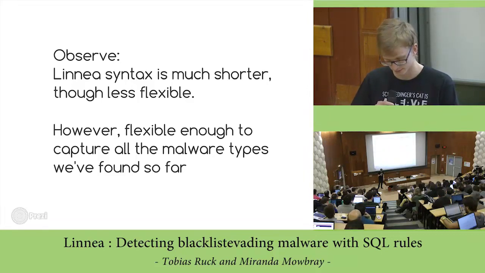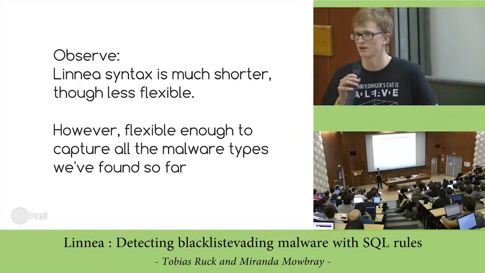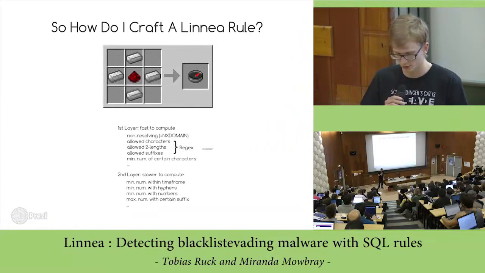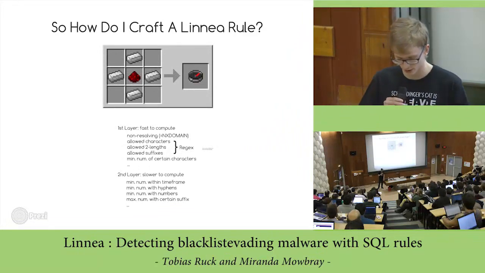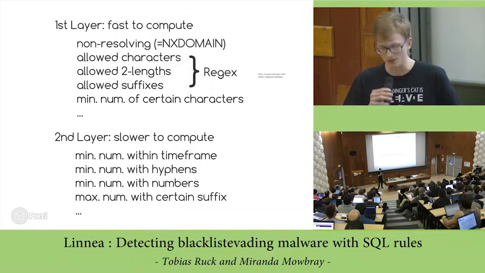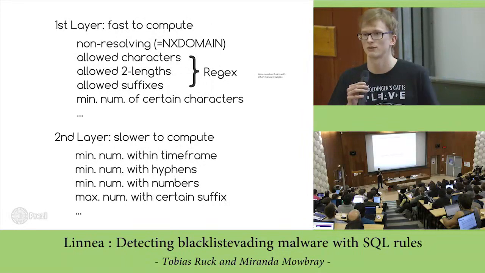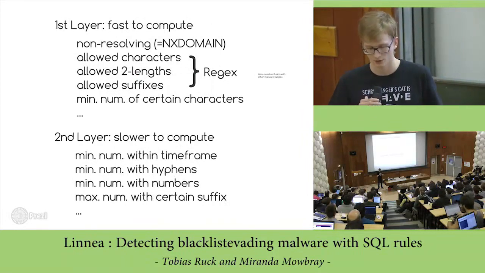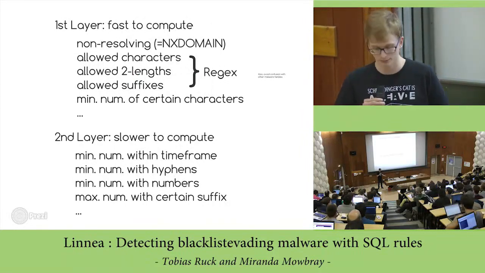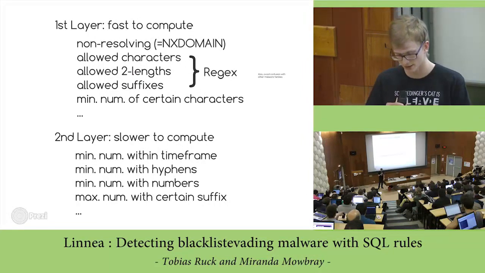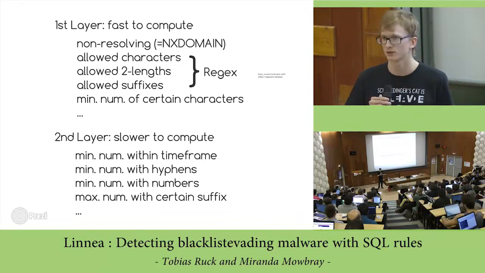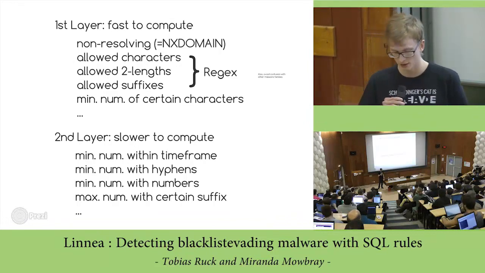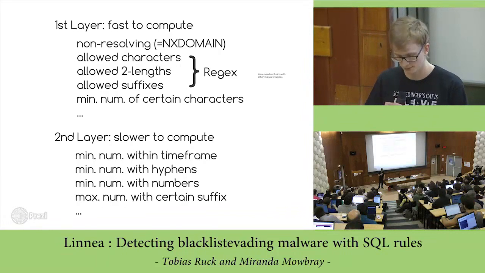So, yeah, you might be asking yourself now, how do I craft a linear rule? And spoiler alert, it's not involving 4 iron ingots placed around a redstone dust. Instead, if we get data from a computer that's infected by some malware, we split it into 2 layers. Basically, we split our query into 2 layers. One which is fast to compute, throwing away a lot of data. One which is slower to compute.